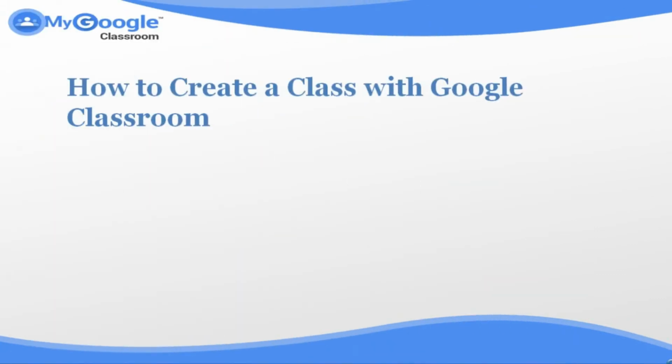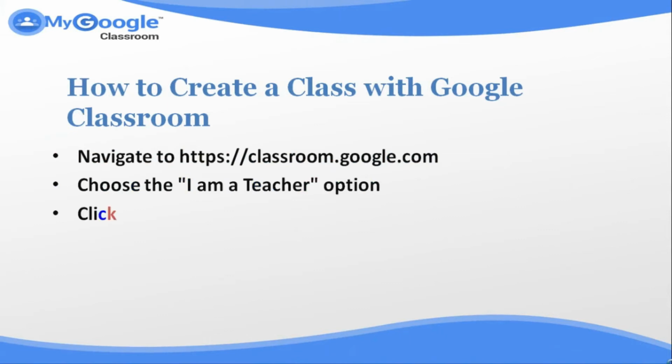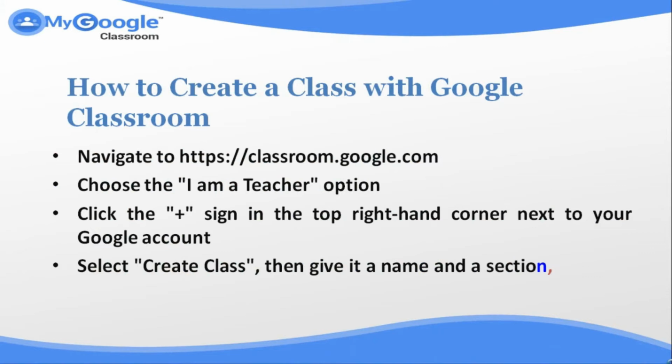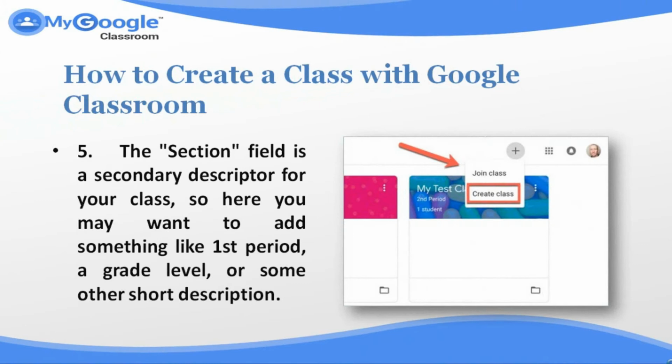How to create a class with Google Classroom. Navigate to the website classroom.google.com. Choose the I am a teacher option. Click the plus sign in the top right-hand corner next to your Google account. Select Create Class. Then give it a name and a section, and click Create. The section field is a secondary description for your class, so here you may want to add something like first period, a grade level, or some other short description.